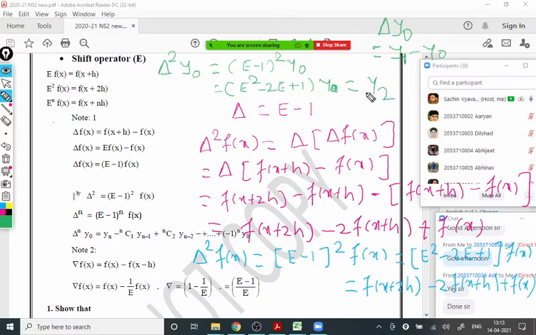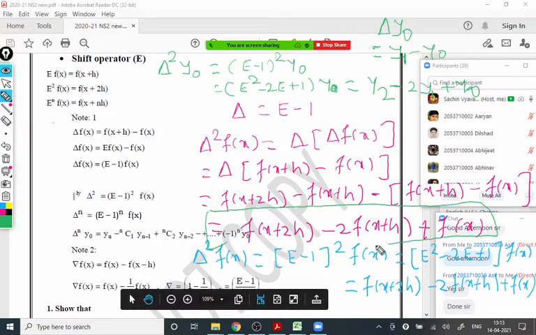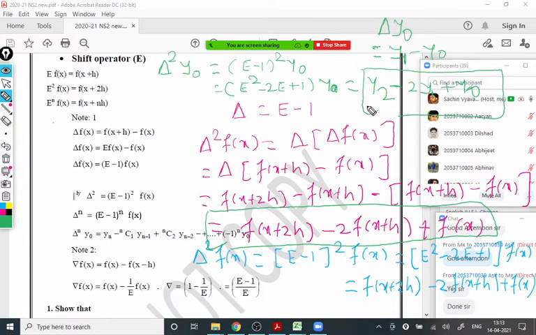E square of y0 is y2, minus 2 E of y0 is y1, and lastly plus y0. So whatever result you are writing in f(x) form, the same result is there in y_n form. So f(x) form or y_n form, both are similar there. You should be familiar with the notations mainly.